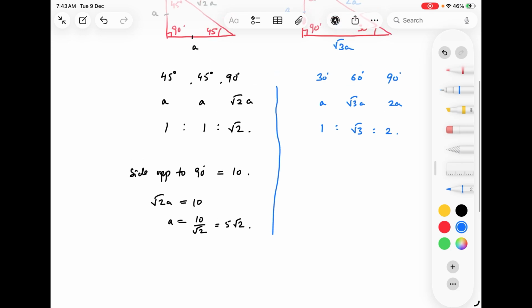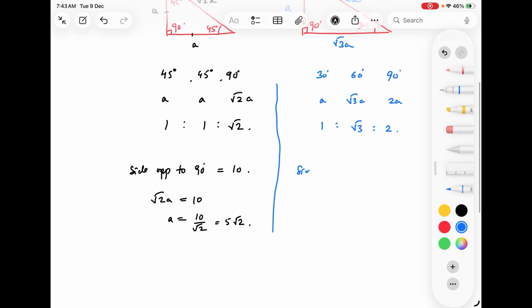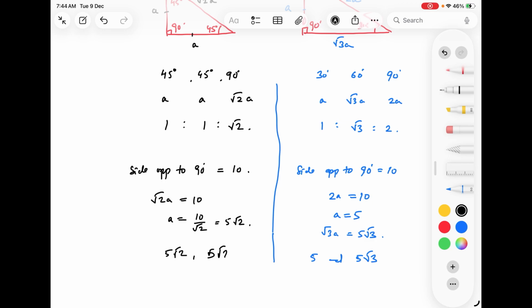Let us take an example. If it is given that the side opposite to 90 degrees is 10 units, then what are the other two sides? So we write here 2A is equal to 10. It means A is equal to 5 and root 3A is equal to 5 root 3. Therefore, the other two sides are 5 and 5 root 3 in this case. And in the first case, both were equal to 5 root 2. Right?